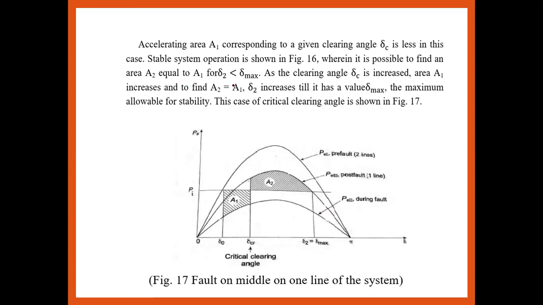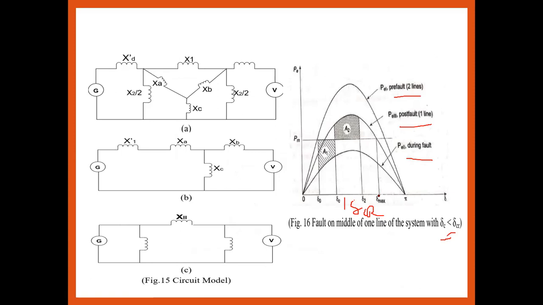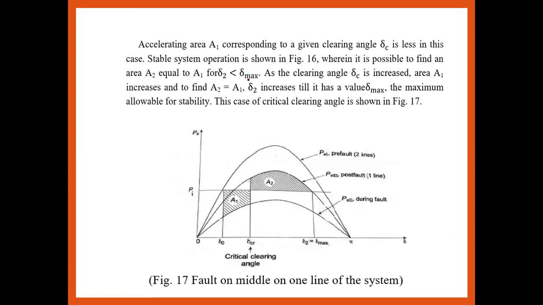For delta 2 should be less than delta max. Delta 2 should be less than delta max. Means what? When delta 2 is less than delta max, the area A1 is accelerating before that, so delta C should be less than delta CR. So what will its value be? Up to delta C, it should be less than delta CR, the critical clearing angle time, and it is nothing but deceleration happening up to delta 2, where delta 2 should be less than delta max. Okay, that is the post-fault condition.